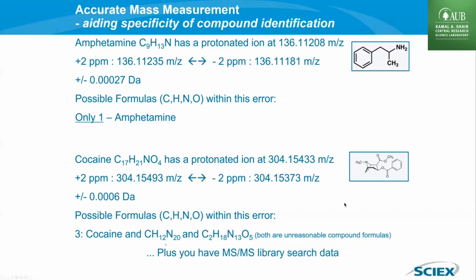We get cocaine, and we get 2 other formulas. Now look at these formulas. 1 carbon, 12 hydrogens, and 20 nitrogens. It doesn't make sense, right? You can't put that together and follow normal organic chemistry rules. That molecule is nonsense. And the same thing here, C2, H18, N13O5, you couldn't draw a structure for that. So that's why it's written here, both are unreasonable compound formulas.